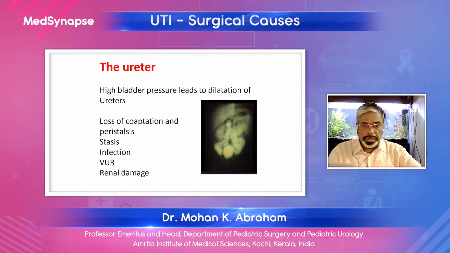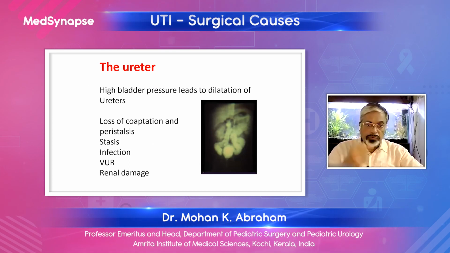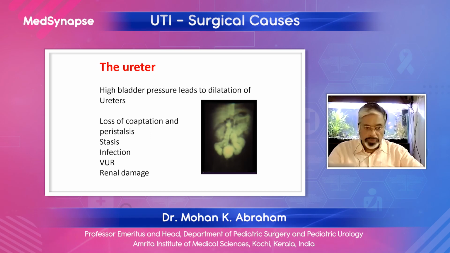Now we're coming to the ureter. The ureter is grossly dilated because of the pressure. The pressure in the bladder is transmitted to the ureter, so it dilates. And when it dilates, it loses the ability to peristalse, because the lumen has to be obliterated fully for the urine bolus to move forward. So when that doesn't happen, stasis occurs, and infection follows.